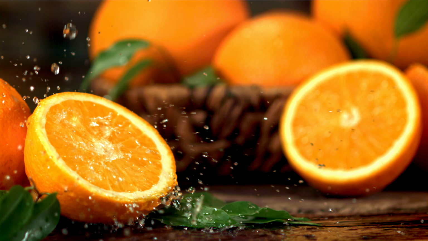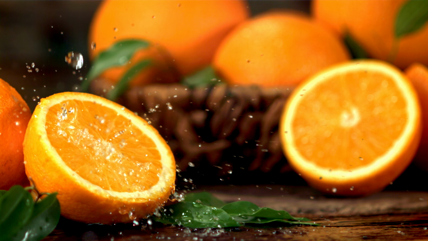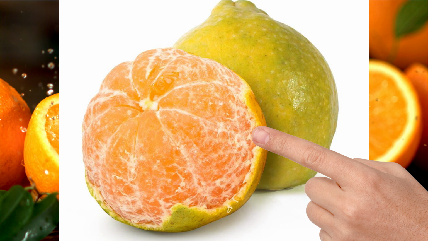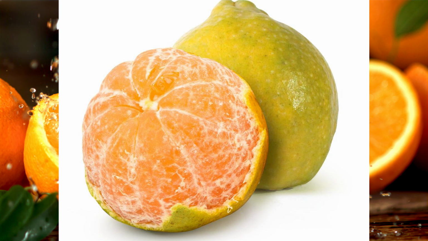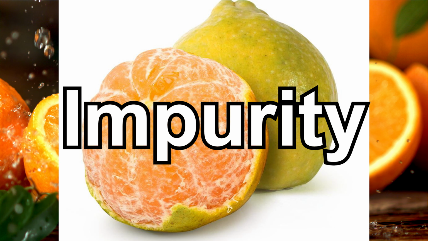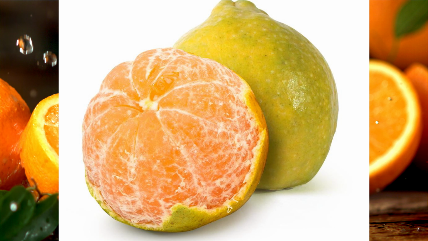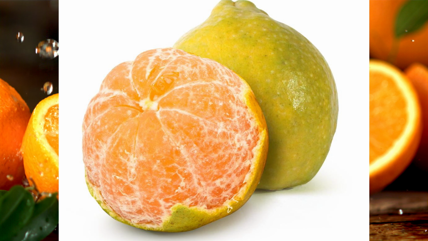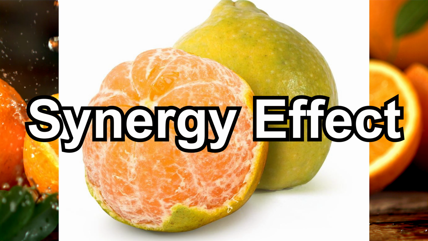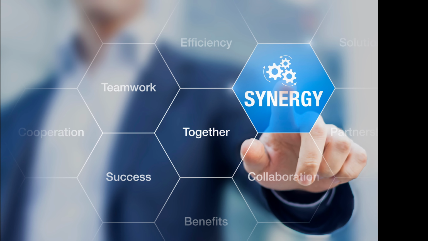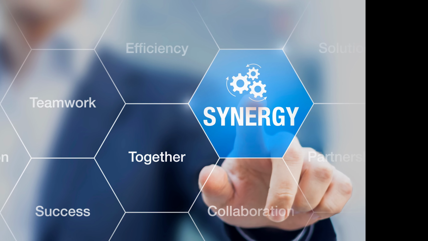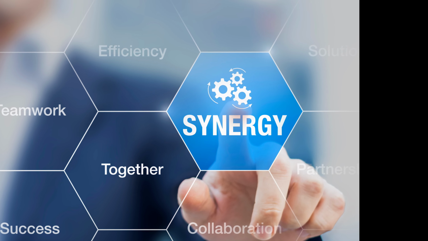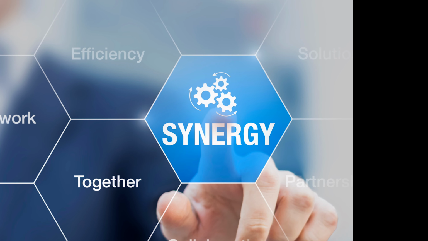Let's think about oranges. When you peel an orange, there's that orange-white layer, right? But did you know that white layer doesn't have any nutrients? In a way, it's like an impurity. But oddly enough, when you eat that impurity along with the fruit, you get a synergistic effect. By the way, the synergy effect is like when you combine two things and get a result that's even better than just adding them up. It's like 1 + 1 = 3 or more.